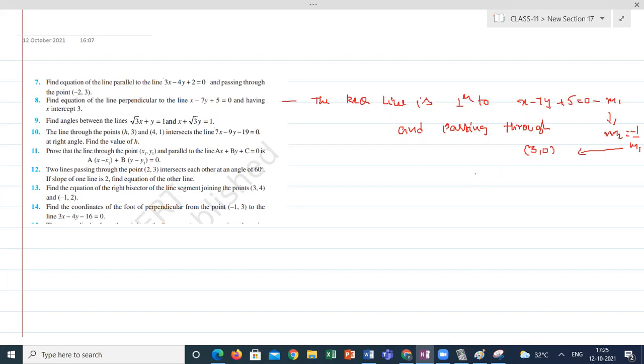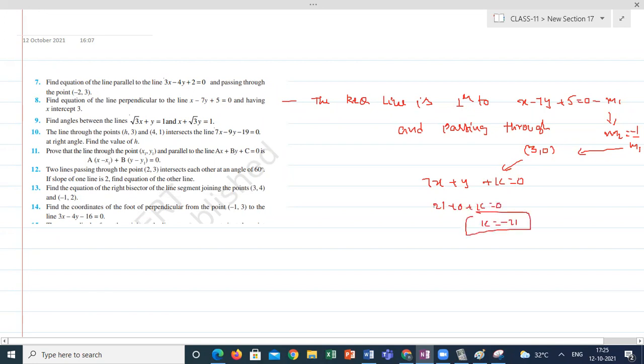It says 7x plus y minus 21 is equal to 0. 7x plus y plus k is equal to 0. If I'm substituting, 21 plus 0 plus k is equal to 0, k is equal to minus 21. This is also one shortcut. If anybody wants, just change the x and y coefficients and change the sign here. Then you will get the family of lines perpendicular to the given line. This is a line, we will get so many perpendicular lines.